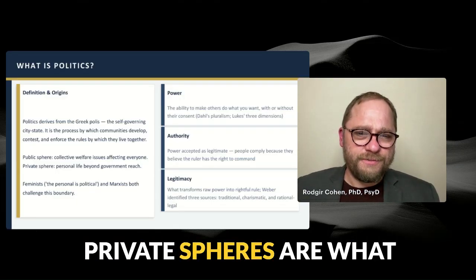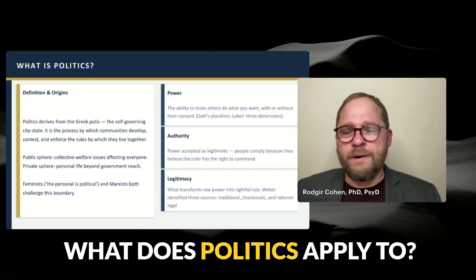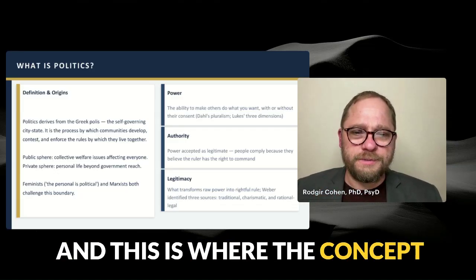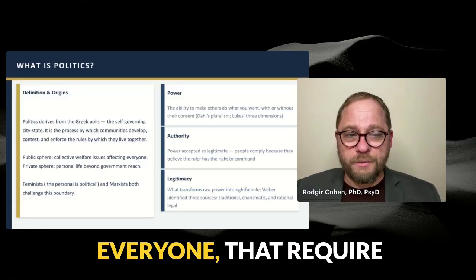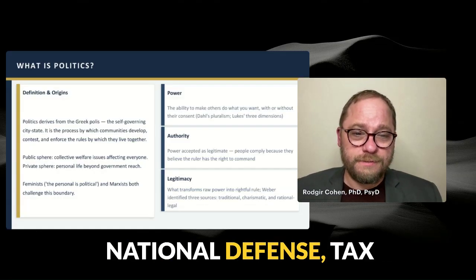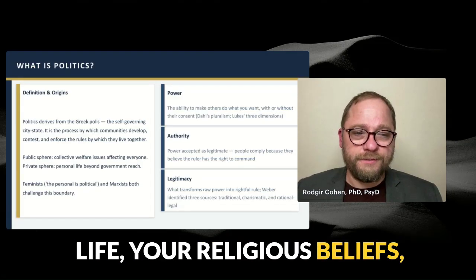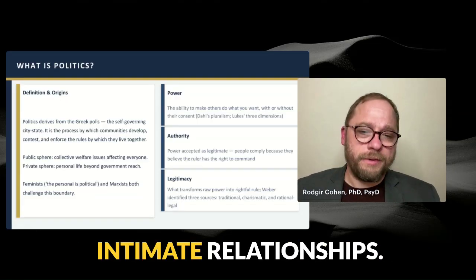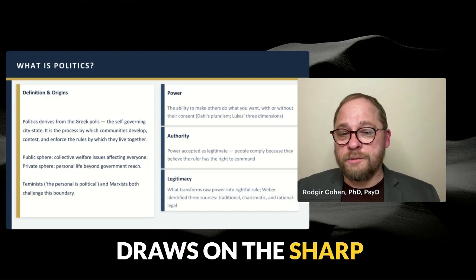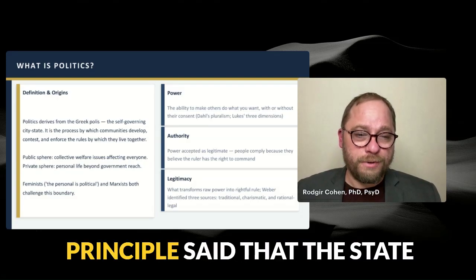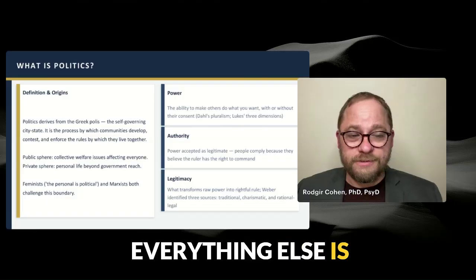The public and private spheres are what really come into question. The public and private spheres raise an immediate question: what does politics apply to? And this is where the concept of the public versus the private sphere comes in. The public sphere refers to issues of collective welfare, things that affect everyone, that require collective decisions, like national defense, tax policy, environmental regulation, public health. The private sphere refers to things in your personal life, your religious beliefs, your family structure, your aesthetic preferences, your intimate relationships. In the classical liberal tradition, which is foundational to American political thought, there is a sharp line between these two. John Stuart Mill's harm principle said that the state may only interfere with individual conduct when it causes harm to others. Everything else is your own business.